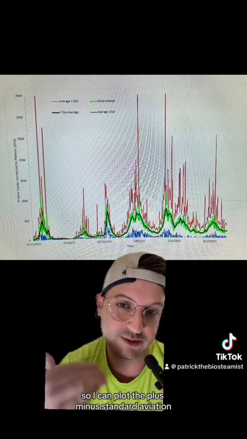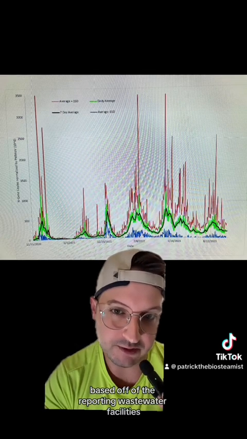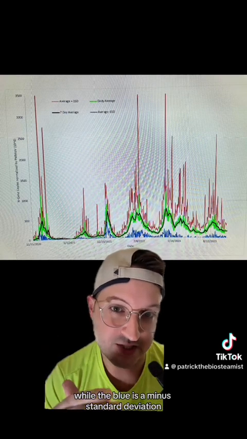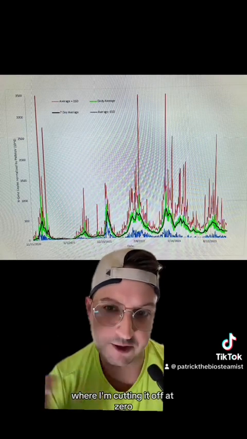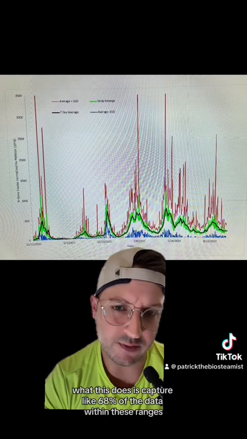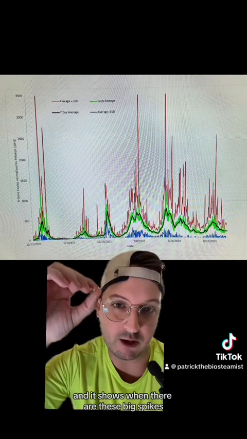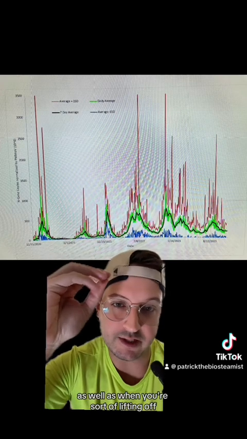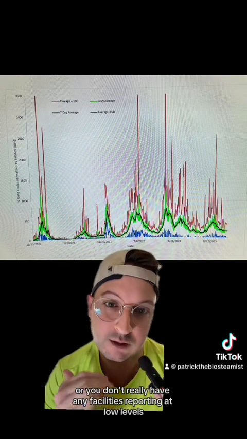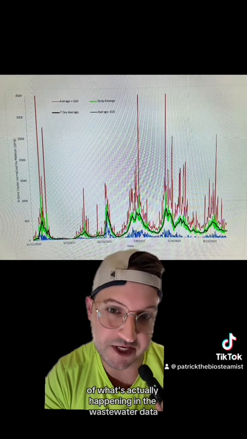So I can plot the plus minus standard deviation on any given day based off of the reporting wastewater facilities. So the dark red is a plus standard deviation while the blue is a minus standard deviation, where I'm cutting it off at 0 because you can't really go negative values. And what this does is capture like 68% of the data within these ranges, and it shows when there are these big spikes as well as when you're sort of lifting off where you don't really have any facilities reporting at low levels, which again gives us clear signals of what's actually happening in the wastewater data.